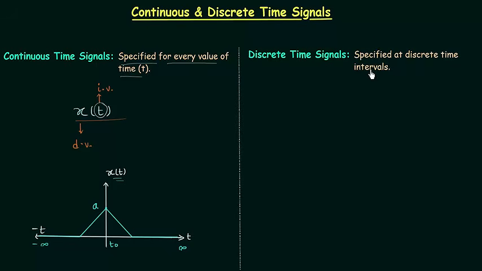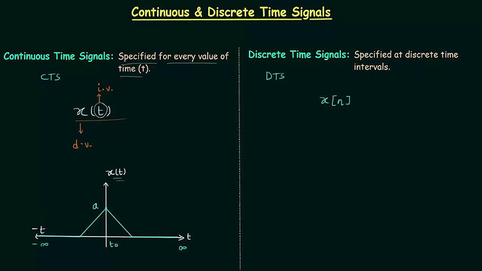The signals which are specified at discrete time intervals, or you can say discrete values of time, are called discrete time signals. In short, we write discrete time signal as DTS, and in short we write continuous time signals as CTS. The representation of a discrete time signal is small x inside the square bracket small n.